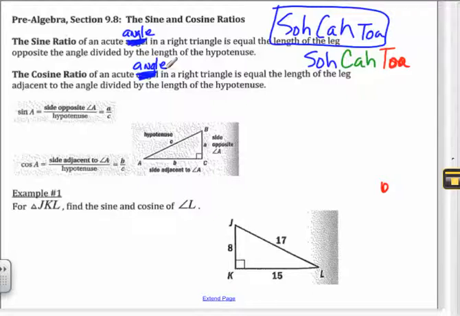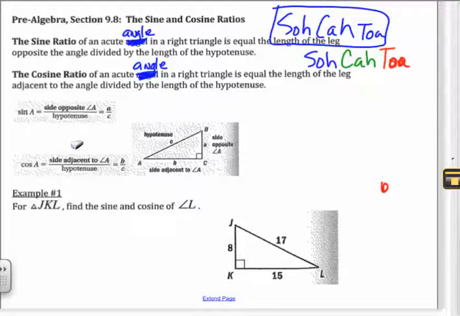Okay? The sine ratio of an acute angle in a right triangle is equal to the length of the leg opposite the angle divided by the length of the hypotenuse. So, the sine of A, right? The sine is equal to the opposite over the hypotenuse. Opposite side divided by the hypotenuse. Okay, good enough.